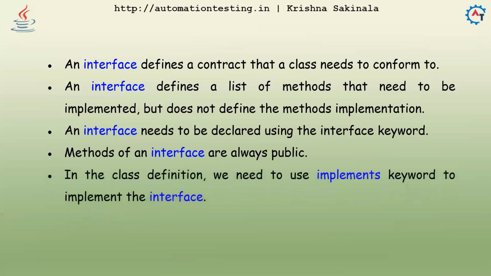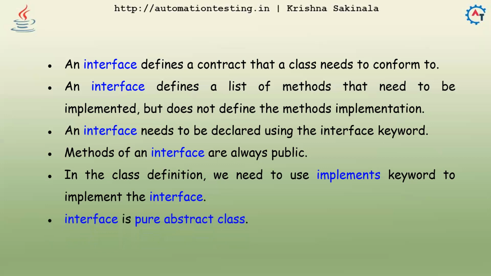In the class definition, we need to use the implements keyword to implement the interface. So implements is also used for a kind of inheritance, but in inheritance we use extends. Means for a class you will use extends, for an interface you need to use implements. That is the difference.